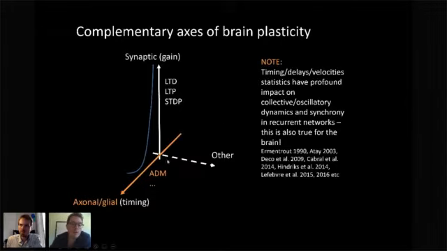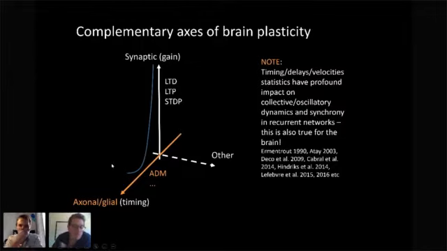So if we were to draw an axis of where synaptic plasticity would be, where we have the different mechanisms of synaptic plasticity dealing with the actual gain of an output or gain of a connection between two neurons, we would have a complementary dimension where we would have more axonal and glial plasticity, where adaptive myelination, ADM, would regulate the timing of those interactions, not necessarily their amplitude.